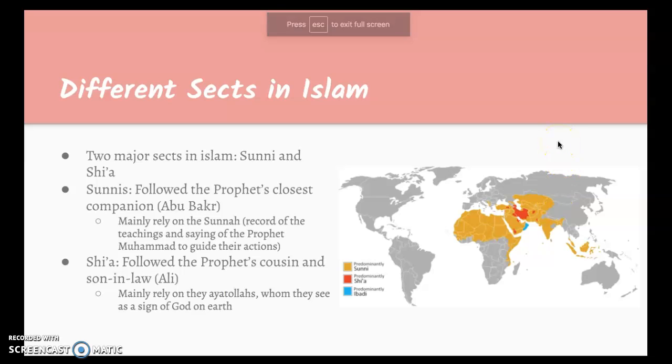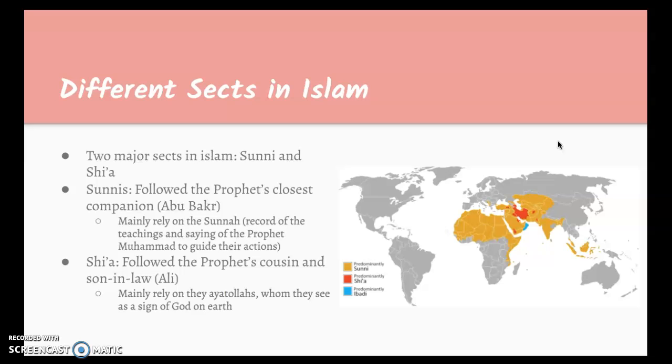Okay, so I feel like it's important to point out the two different sects that are part of Islam before we start talking about the differences in clothing between each of those two. So the two major sects in Islam are Sunni and Shia.